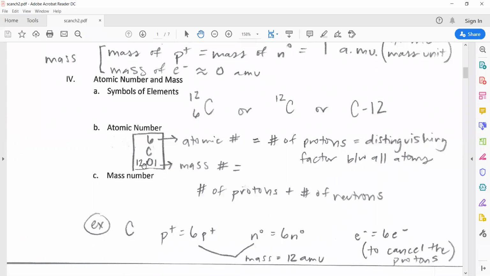Your mass number is at the bottom of the square. The mass number tells you the total number of protons and neutrons added together. So it's the sum of those.